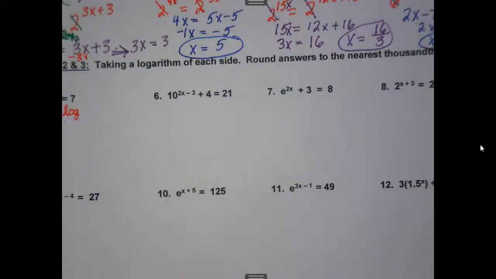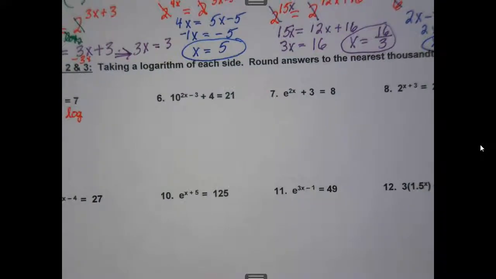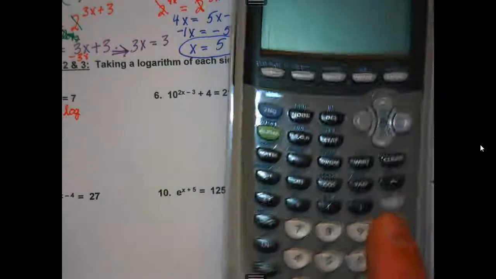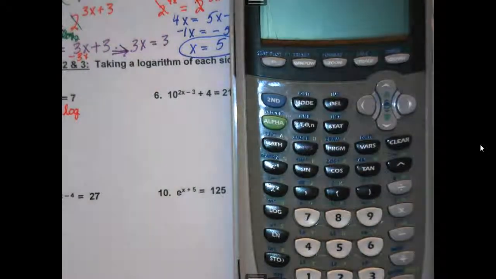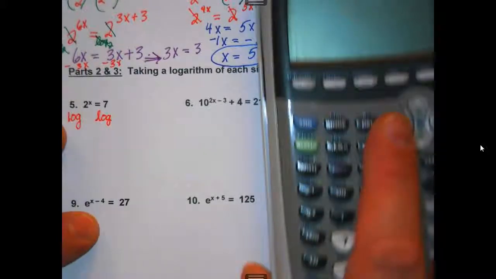I'll just use one of your crappy ones. In the log, it's 10. Guess what? I have a common log key on my calculator. Really? So that was a great choice.